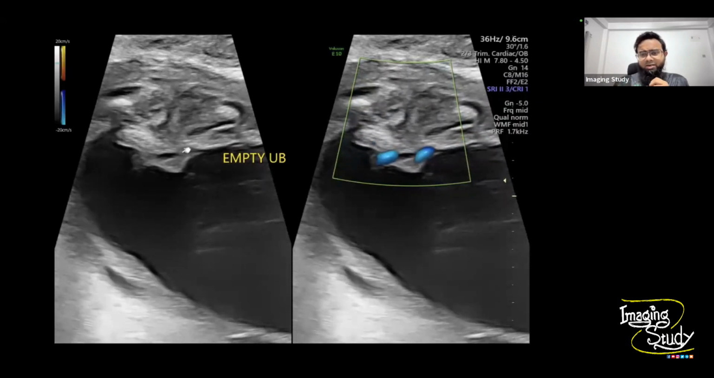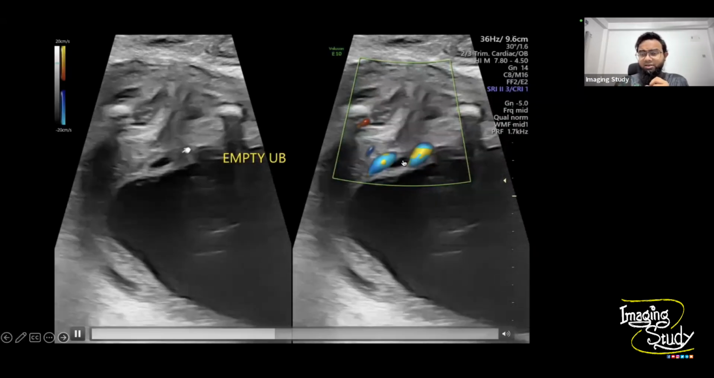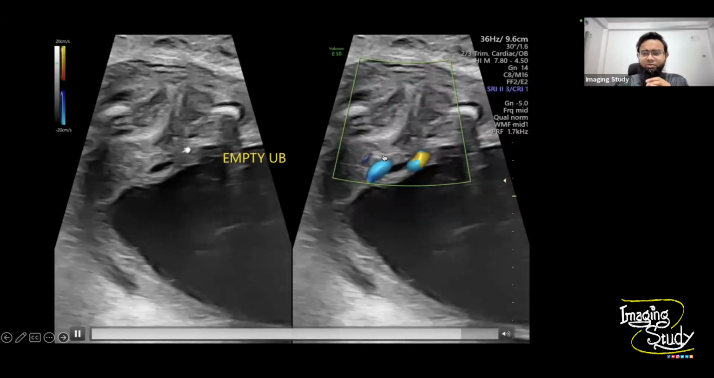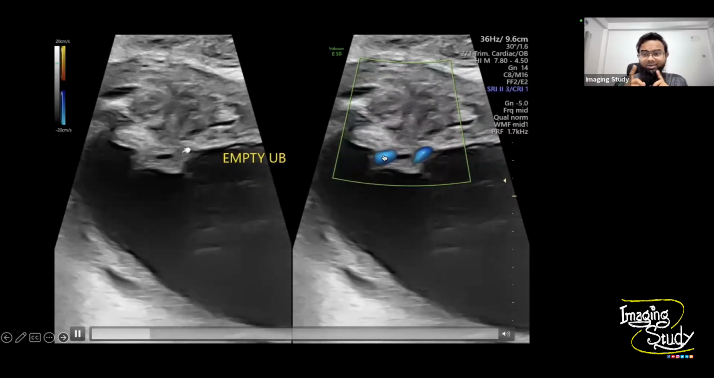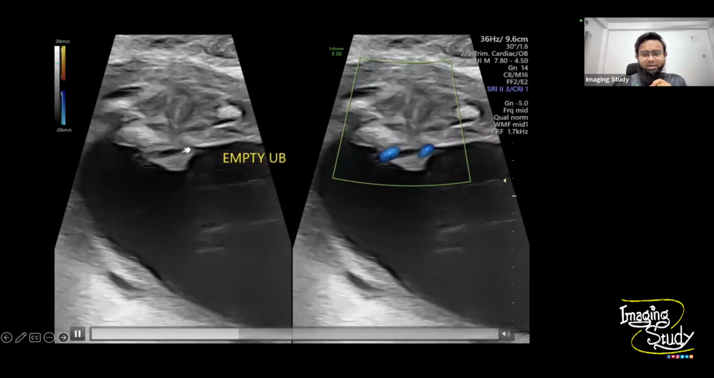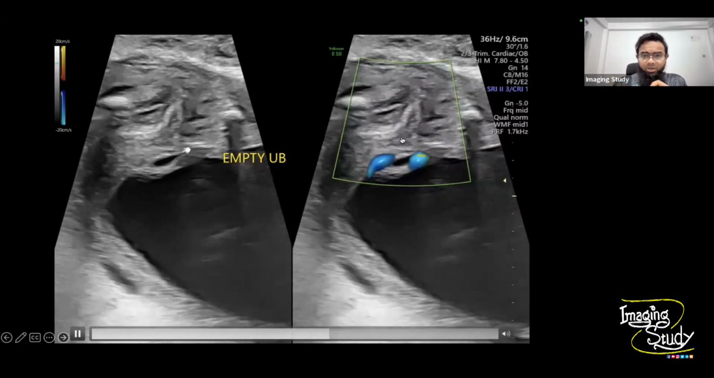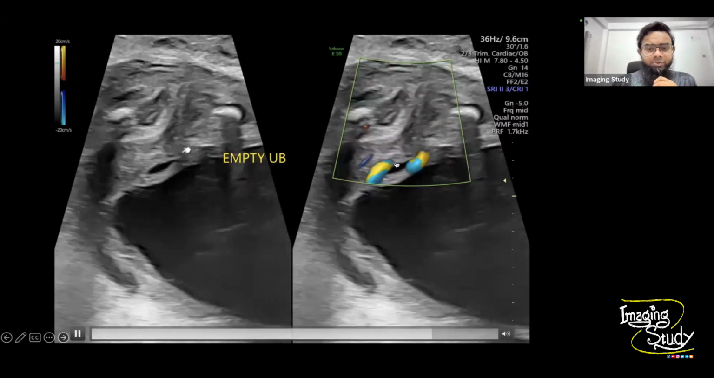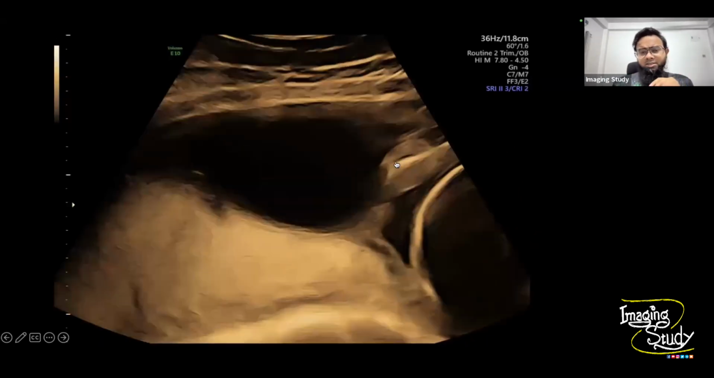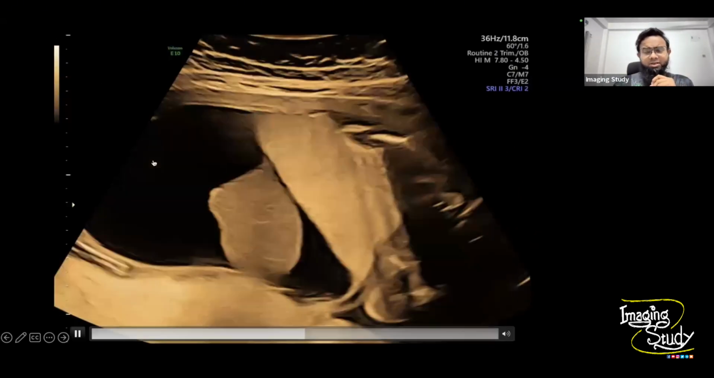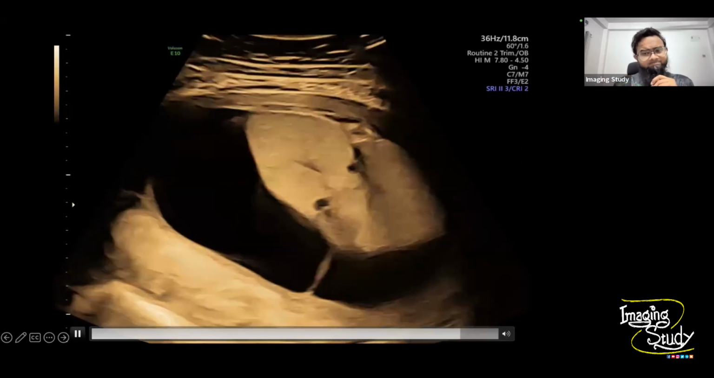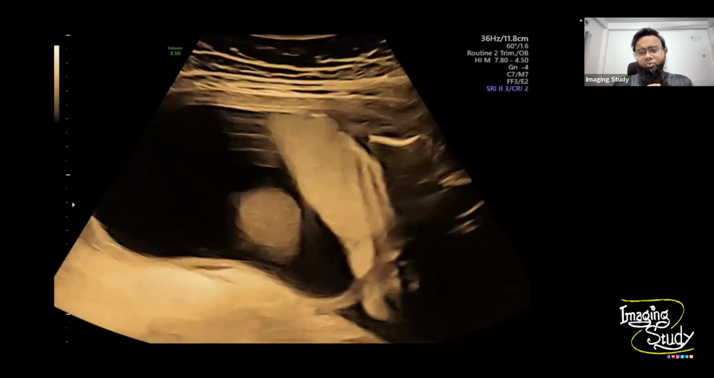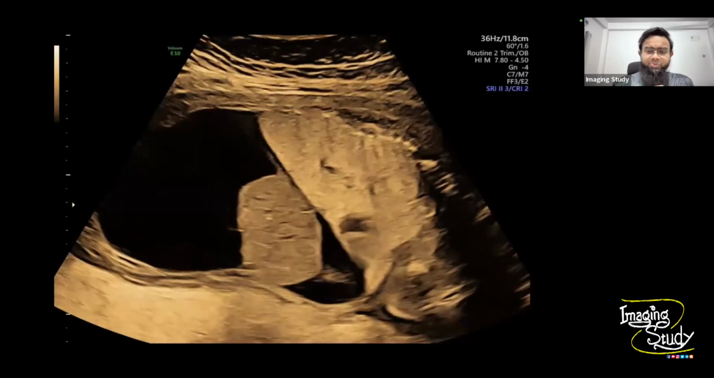So we put Doppler and you can see the iliac vessels, internal iliac vessels just beside the urinary bladder, which are the points to search for the urinary bladder in an empty state. So I can see the urinary bladder is almost empty. So the situation is that the kidney is not producing the urine or something like that. So that's why there is very poor amniotic fluid.